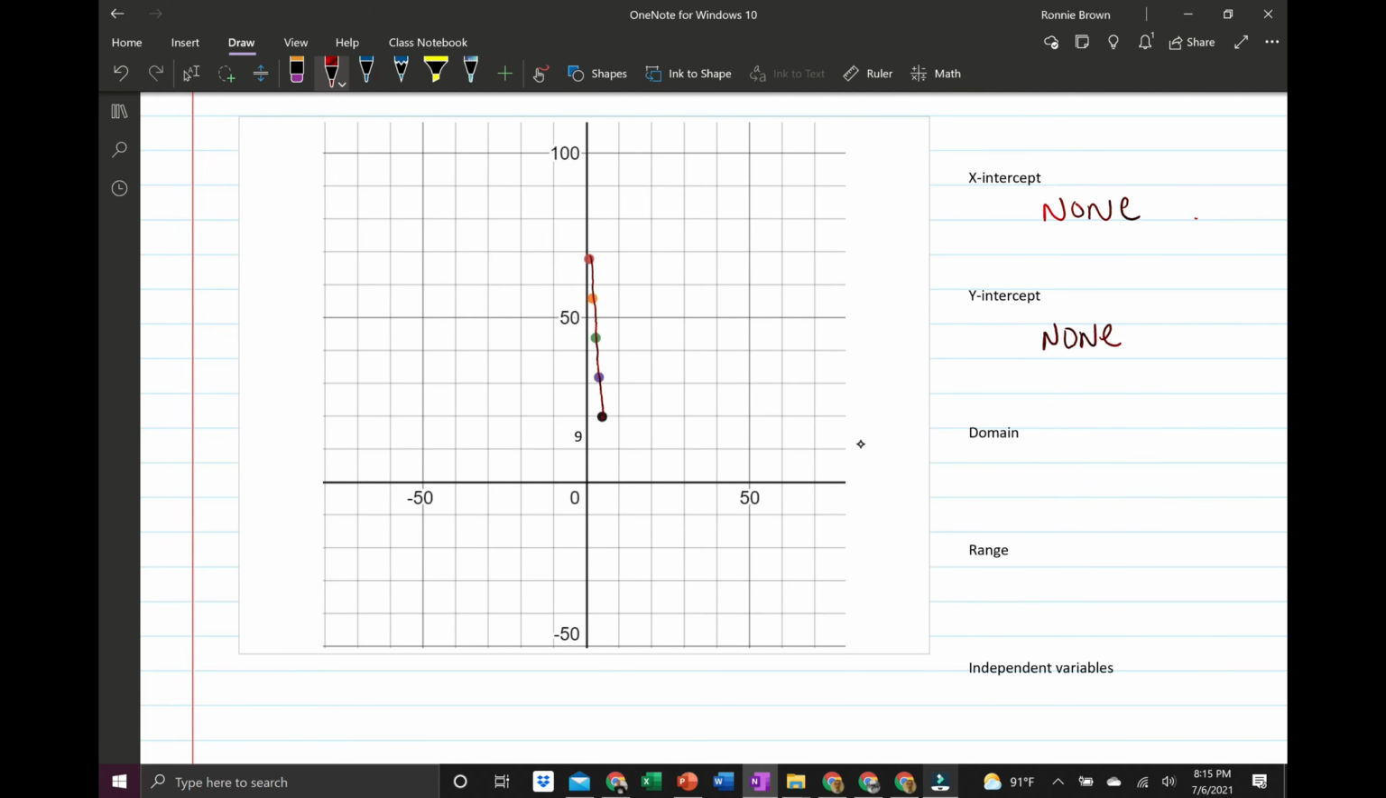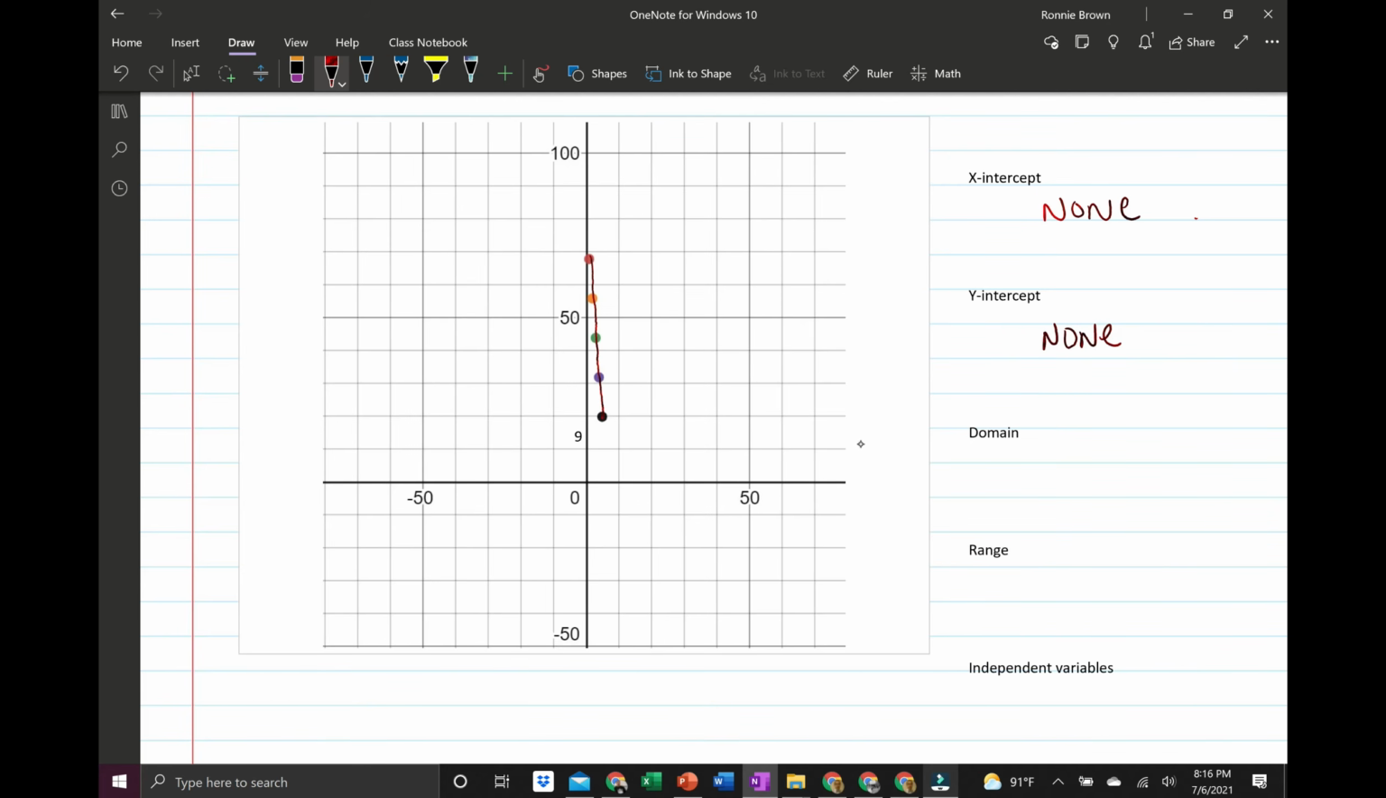If we were to extend it some more or start it at point 0, then we would see that the y-intercept would actually be at (0, 80), right? Because it starts out at 80 centimeters. So that's what the y would be, the level of water in the pool, right? Makes sense? 80 centimeters. But for our situation, we did minute 1 through 5. So there's no x-intercept, no y-intercept.